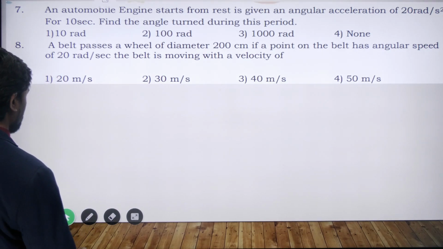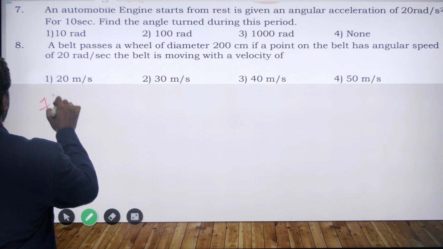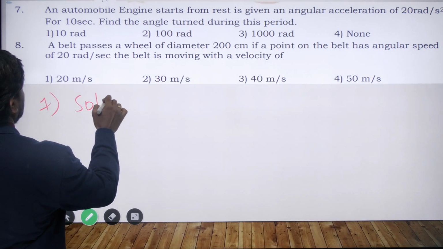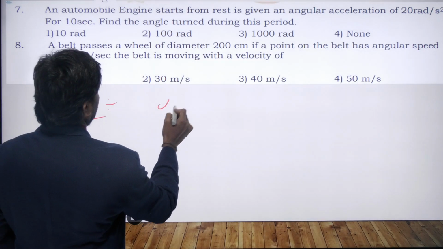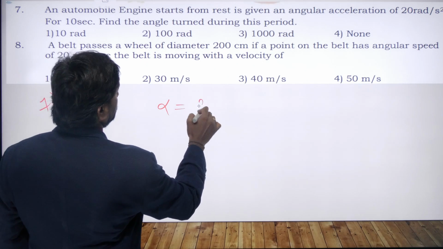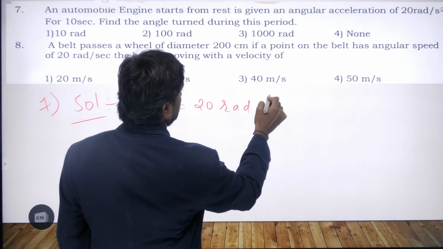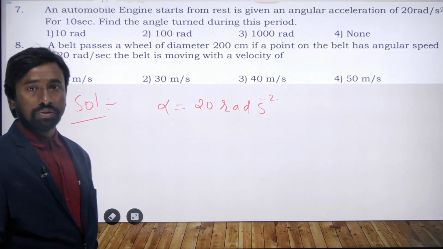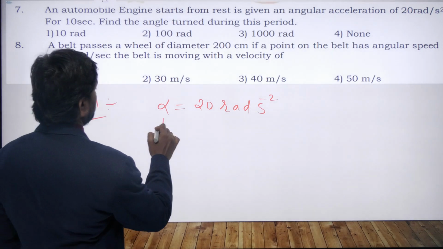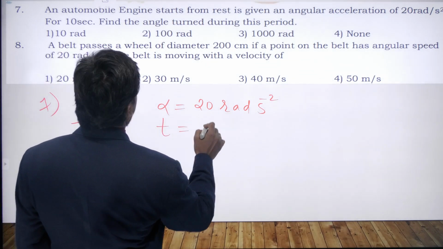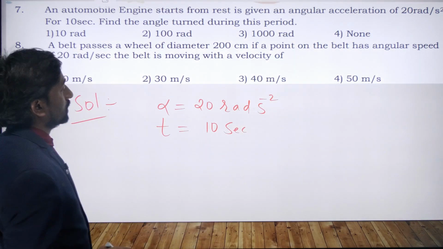Okay. So now we'll see the 7th solution. Here, angular acceleration is denoted by what? Alpha. Alpha is equal to 20 radian per second square. And time is given here. Time is 10 seconds. Okay. And it is started from rest.